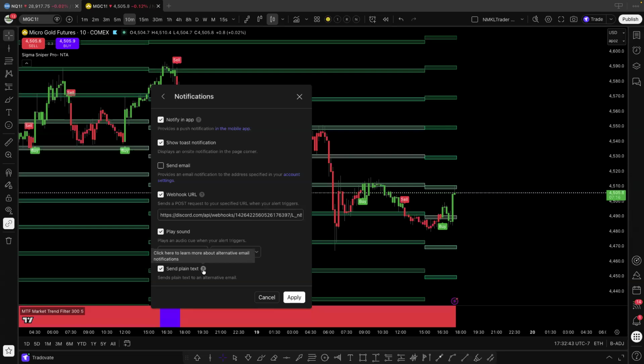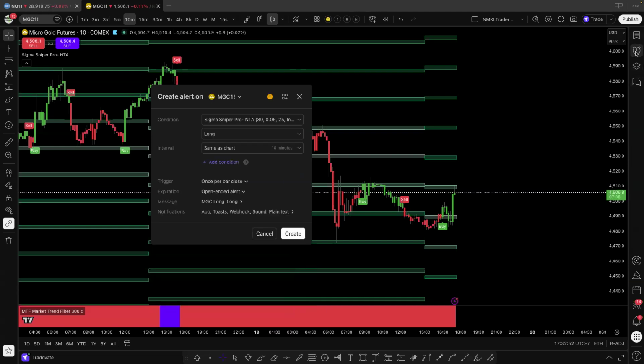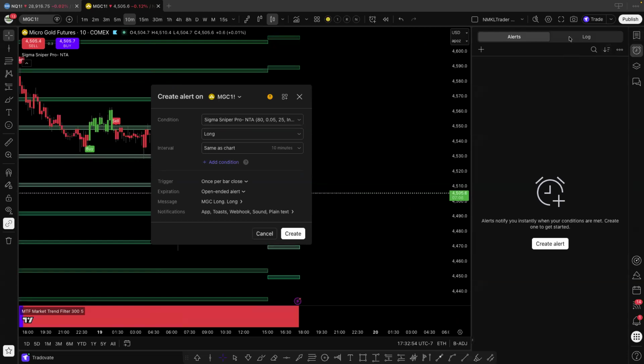This is where I want to receive a signal on my cell phone. You're going to click it. And then once you're done with it, you hit apply. And then just make sure that that alert is over here. It says create. Oh, I hit apply. Now I got to hit create.